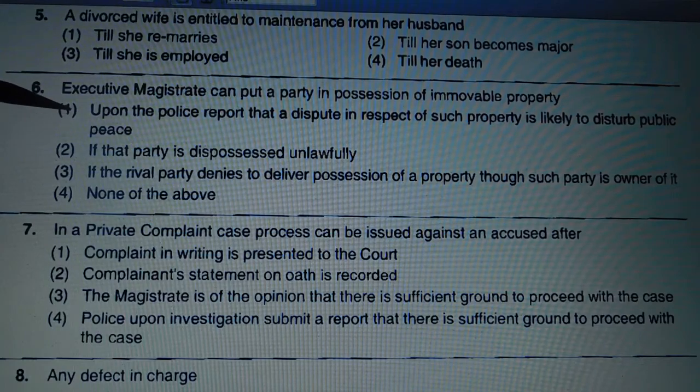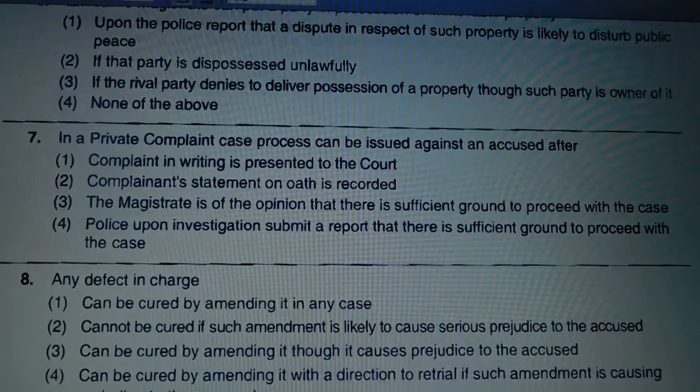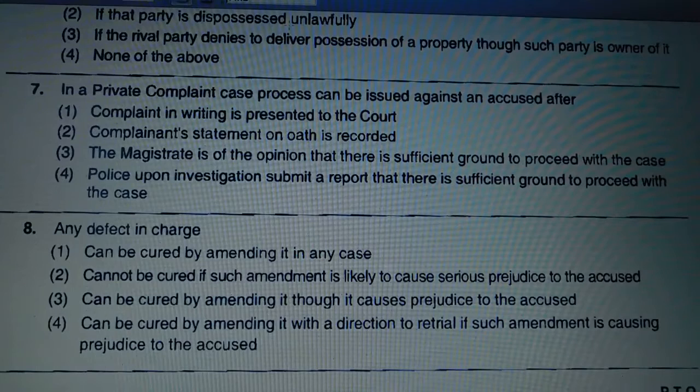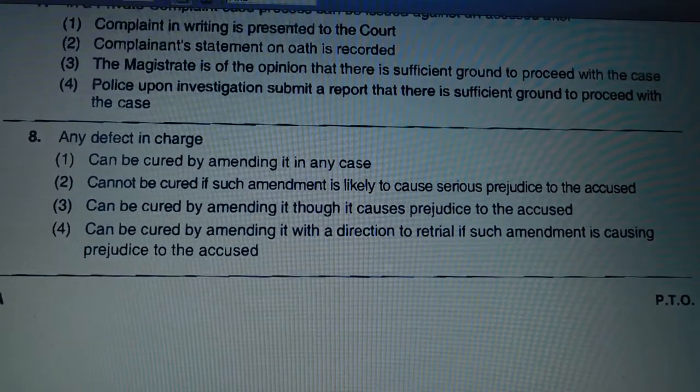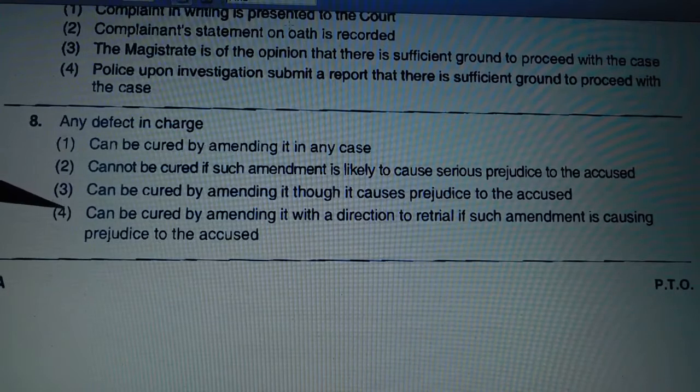peace. Question number 7. In a private complaint case, process can be issued against an accused after. The answer is the magistrate is of the opinion that there is sufficient ground to proceed with the case. Question number 8. Any defect in charge, the answer is can be cured by amending it with a direction to retrial if such amendment is causing prejudice to the accused.